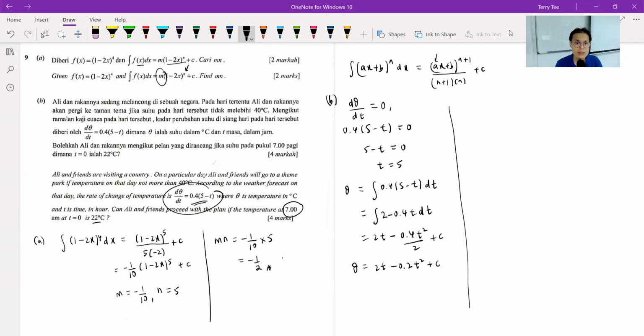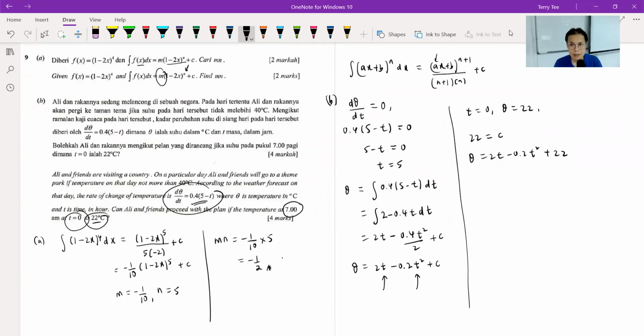But I need to find what the value of c is. That's why we are given this information here. When t equals 0, your temperature theta is 22. This is your boundary condition. We call it when t is 0, theta is 22. Put 22 inside. Imagine this, if I put 0 here, I put 0 here, my c is actually 22. Therefore, my theta is 2t minus 0.2 t squared plus 22.